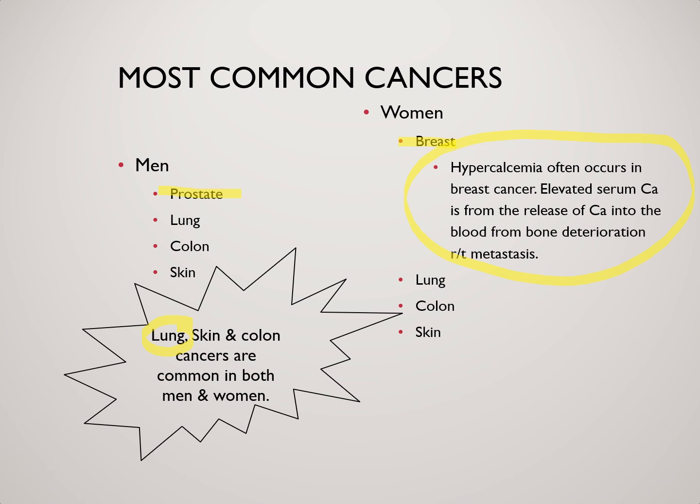Hypercalcemia is often linked to metastasis of cancers. When cancers spread to the bones, they start breaking down, and calcium is a big component of our bones. So when the bones break down, that calcium moves into the bloodstream. So it causes hypercalcemia, an elevated calcium level in the blood, and that is due to bone deterioration from the metastasis.